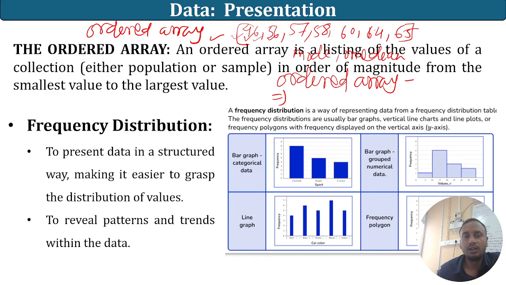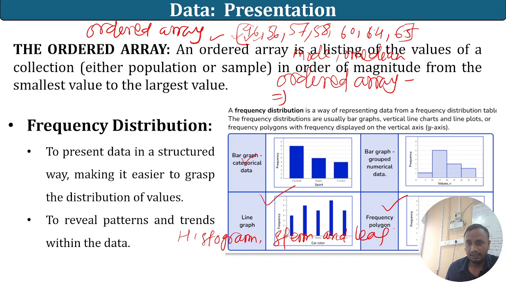If we talk about the frequency distribution, we can do it through a bar graph, or maybe a line graph, or the frequency polygon, or through the histogram also. Then a stem and leaf plot is there. That is going to reveal the patterns and trends within the data. Okay, so first we'll see the histogram.